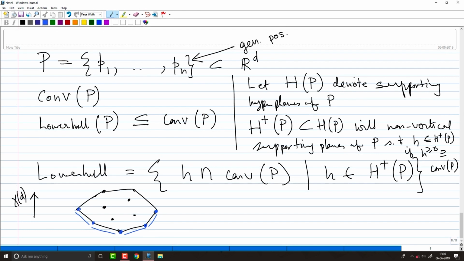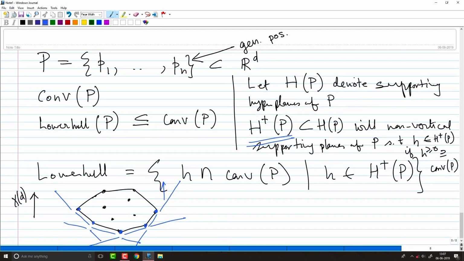Okay. So what am I including in H plus of P? H plus of P will be all those non-vertical hyperplanes whose non-negative side includes the convex hull. See, this blue edge will be supported on this non-vertical hyperplane, right? Its non-negative side includes the convex hull. Similarly, this is this. For this, you have this. For this, you have this.